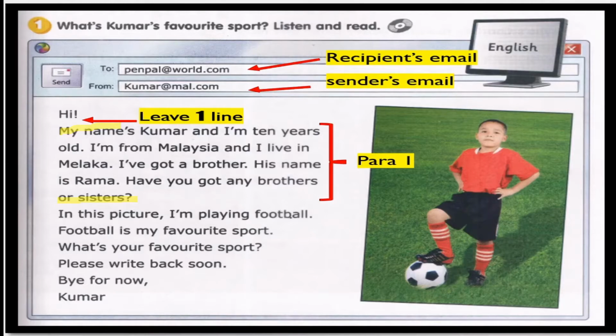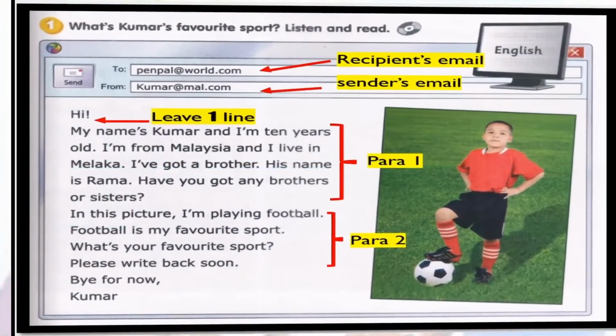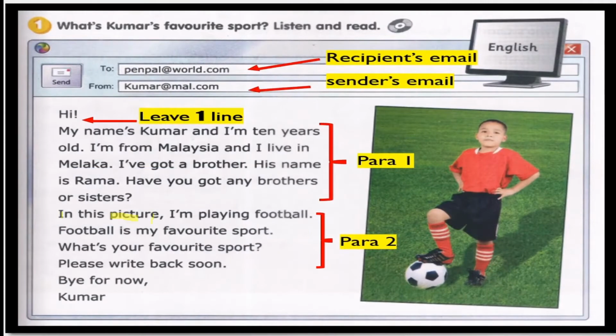And then for the second paragraph, look here in this picture. So the focus of the second paragraph is telling about the picture. That's why Kumar writes two paragraphs. If you only write about yourself and nothing else, you don't have to write two paragraphs. You just have to write one paragraph. But if you write about yourself and then you're talking about the picture, what you are doing in the picture, you need to write it in two paragraphs.